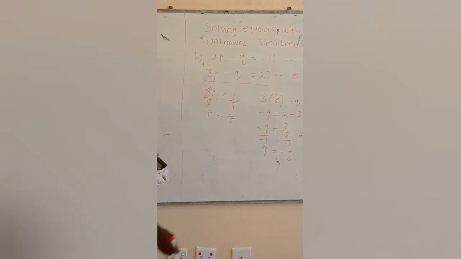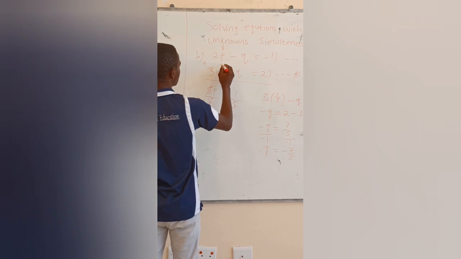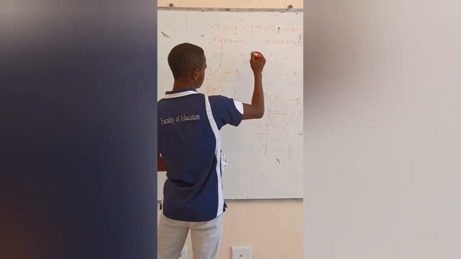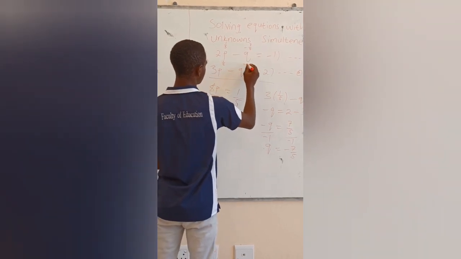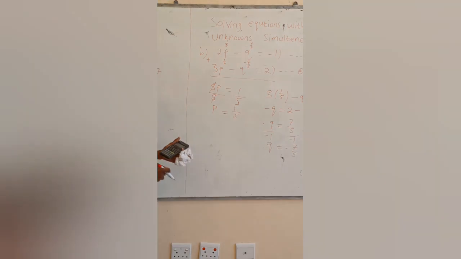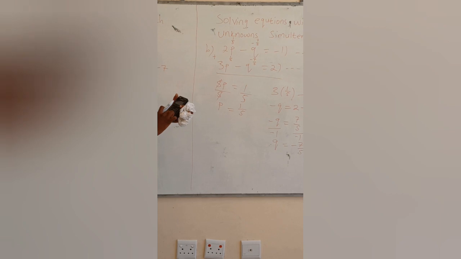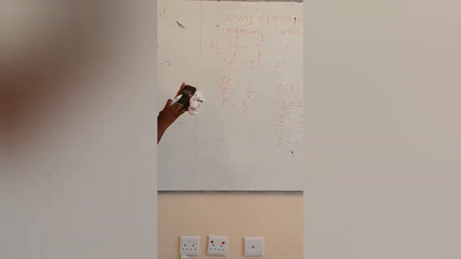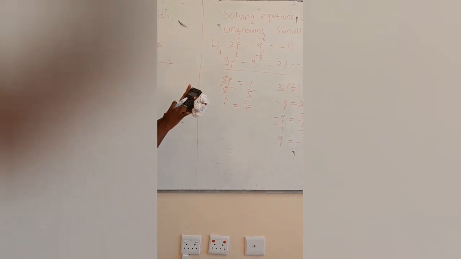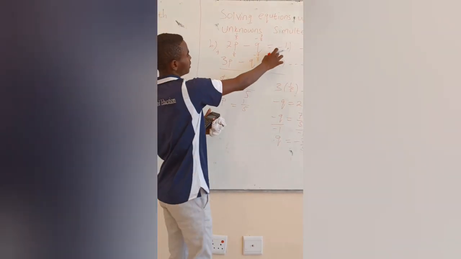You try to prove them. When you are proving them, on p you are putting 1 over 5, and on q you are putting negative 7 over 5. Let's try to prove them. 2 open bracket 1 over 5 close bracket, minus negative 7 over 5 close bracket. So the answer is negative 1.